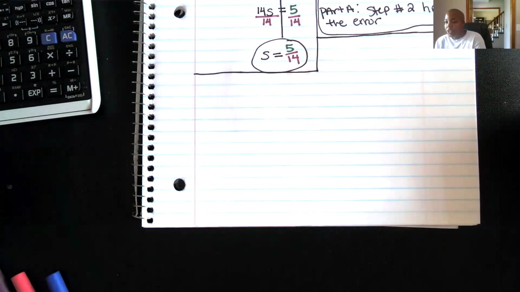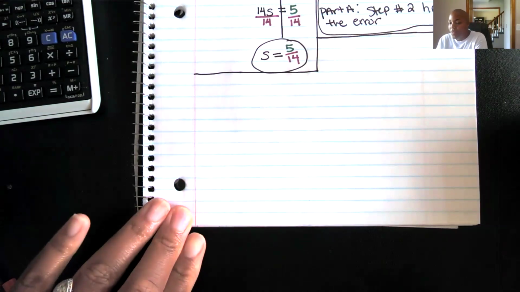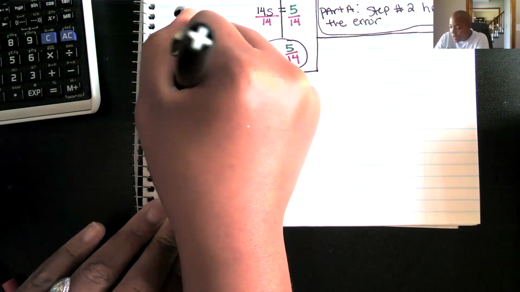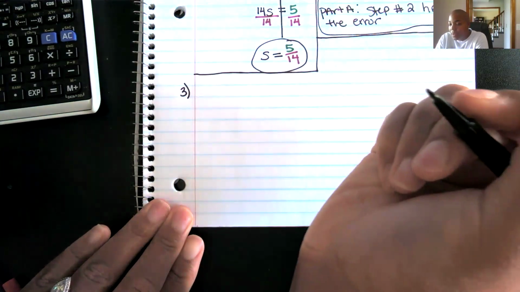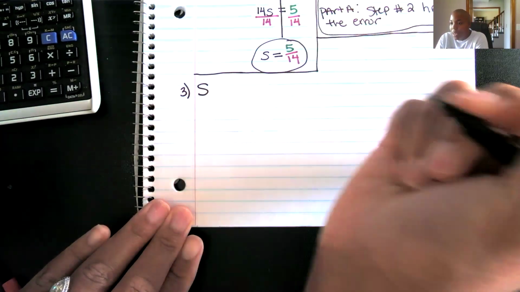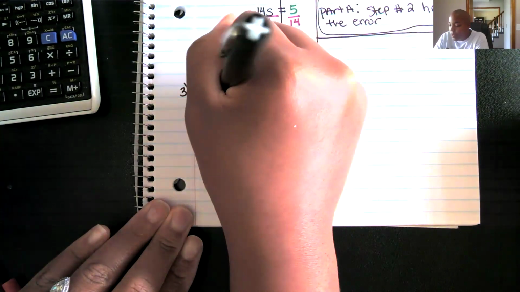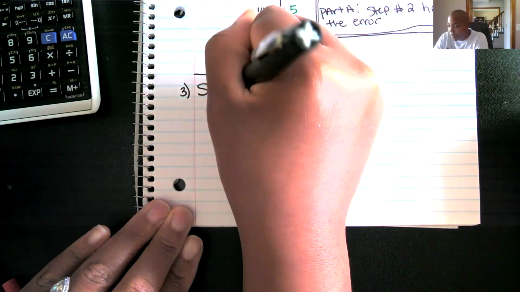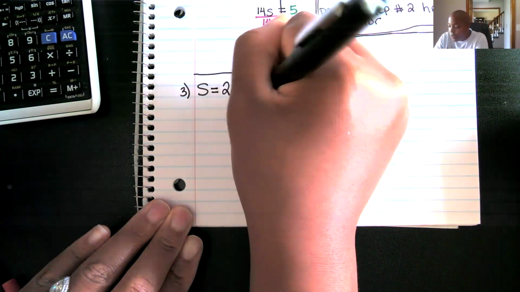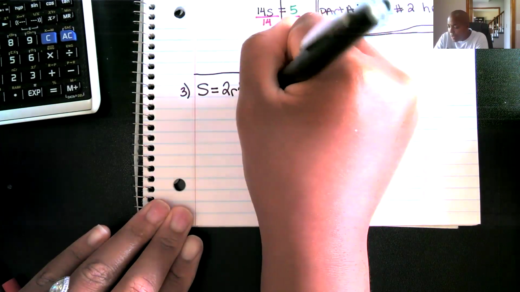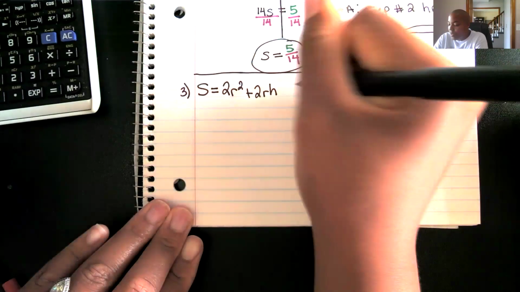Solve the formula for h. The surface area of the cylinder is, so this is number 3, capital S is equal to 2πr squared plus 2πrh. And we're solving for h.